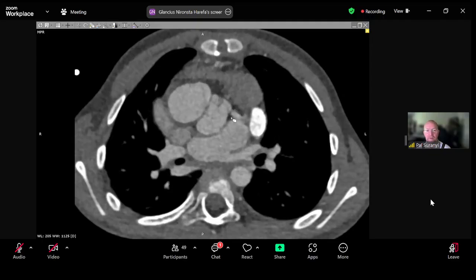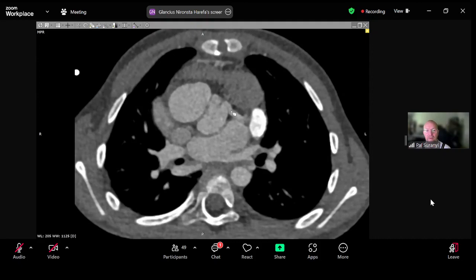I don't even know what we should call that rightward coronary artery. What would you call that, Dr. Amal? I call it right coronary artery. Yeah, I mean it goes rightward. So yeah, it goes right one.